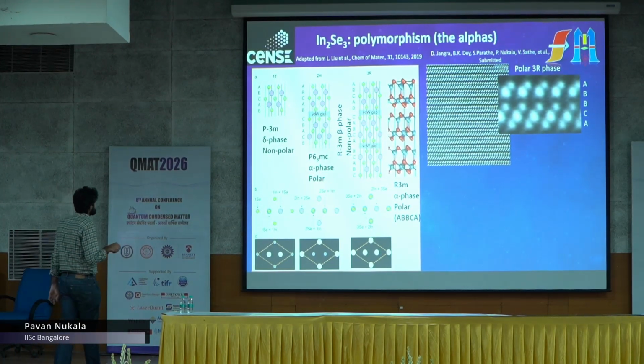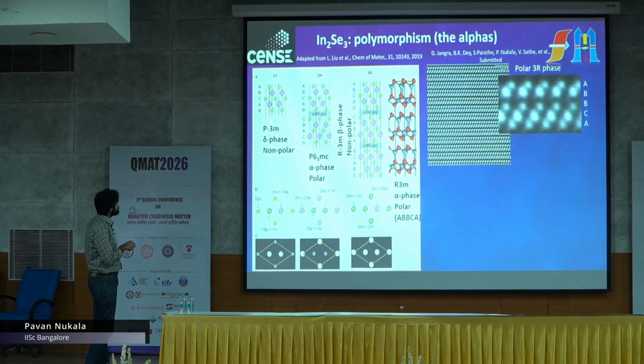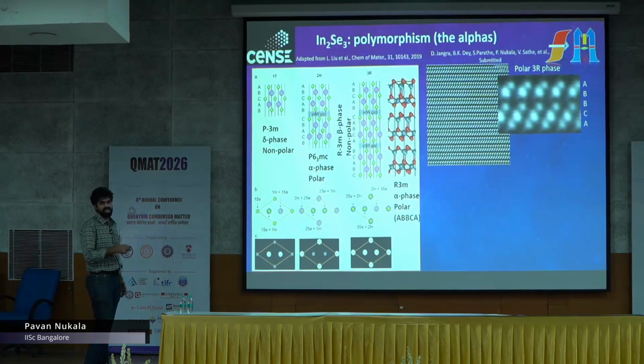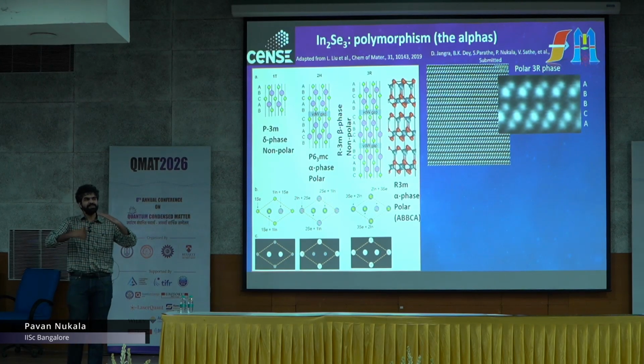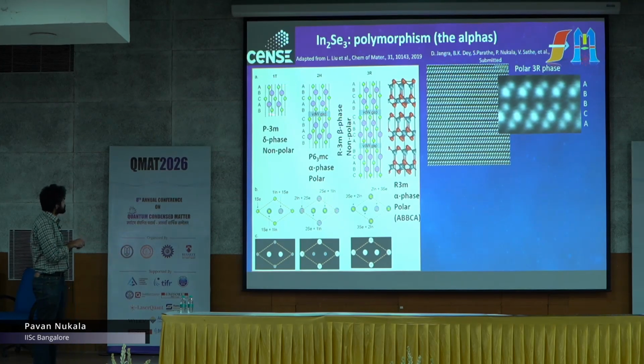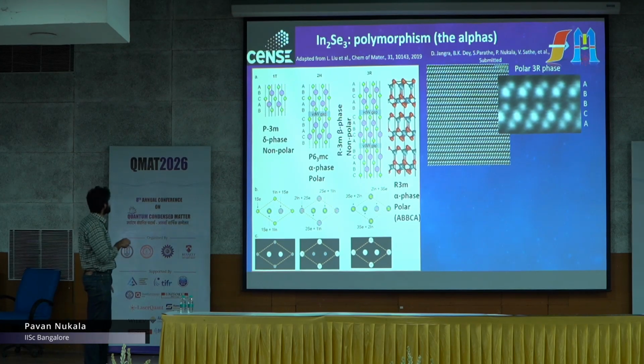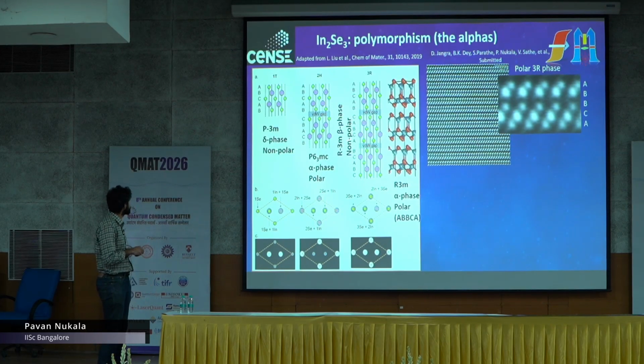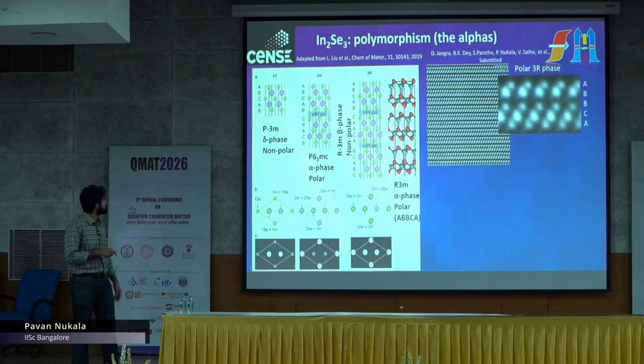So in 1T, there is a repetition of the unit cell after every quintuple layer of indium selenide, right? So this is the quintuple layer. This is selenium, this is indium, this is selenium, this is indium, this is selenium. This quintuple layer repeats after every van der Waals gap. In 1T, I have a trigonal symmetry, but this repeats after every one unit cell, or one van der Waals layer. In 2H, you have a repetition after every two unit cells, with one van der Waals gap in between.